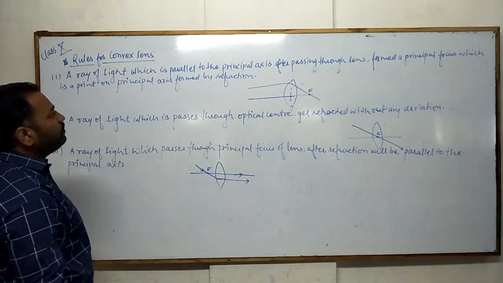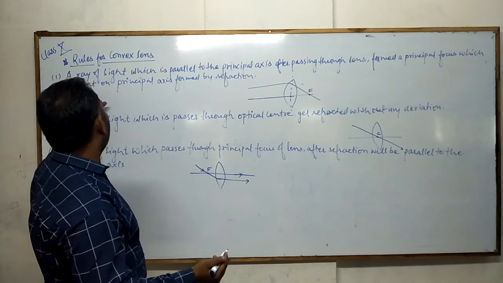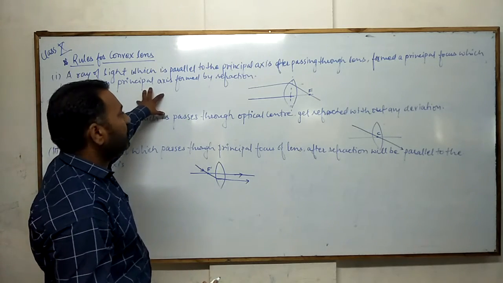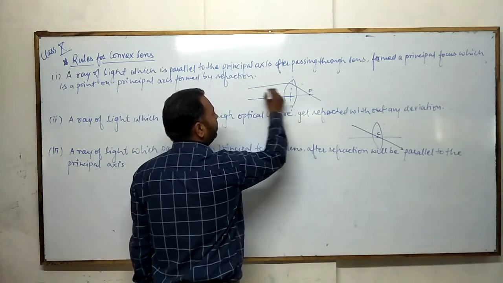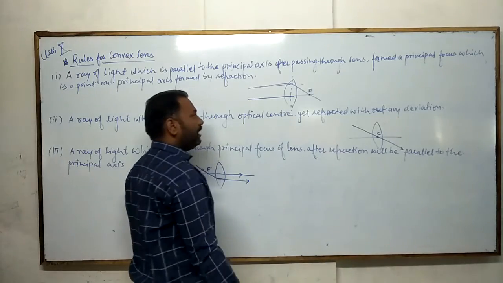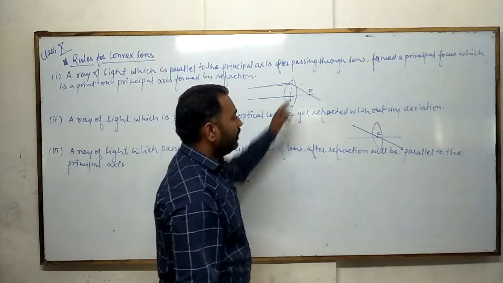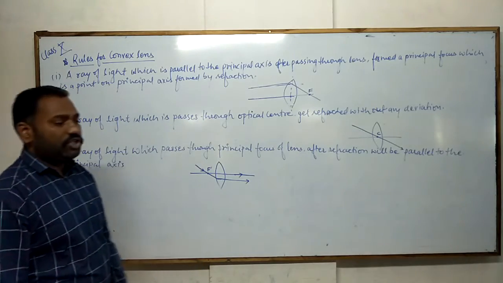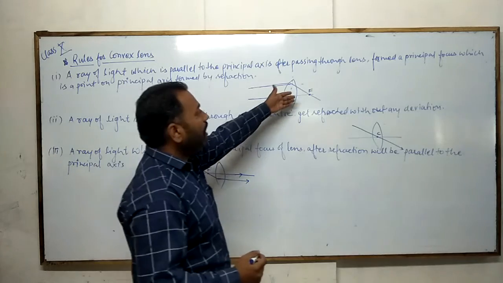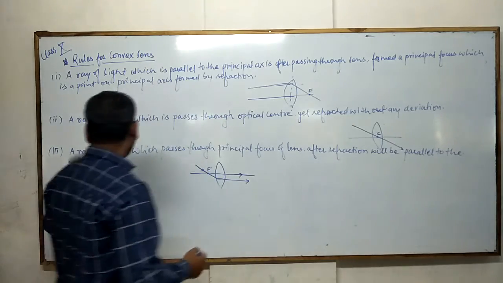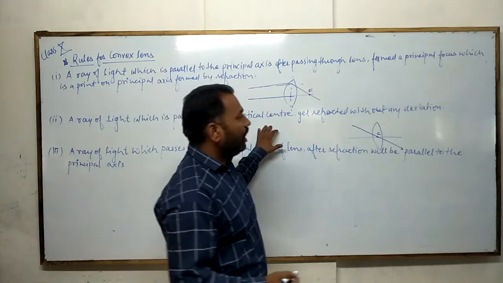So a ray of light which is parallel to the principal axis, after passing through the lens, forms a principal focus, which is a point on the principal axis. You have to notice that this is the line parallel to the principal axis, and after passing through this lens they form the principal focus here. A line parallel to the principal axis, after refraction, will form the principal focus.